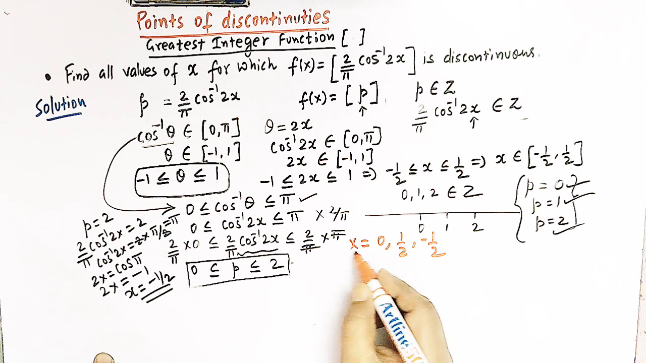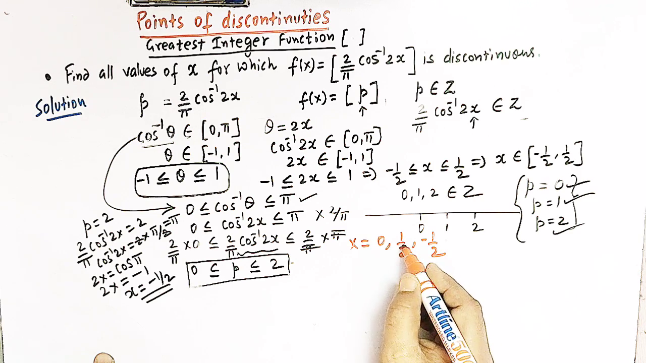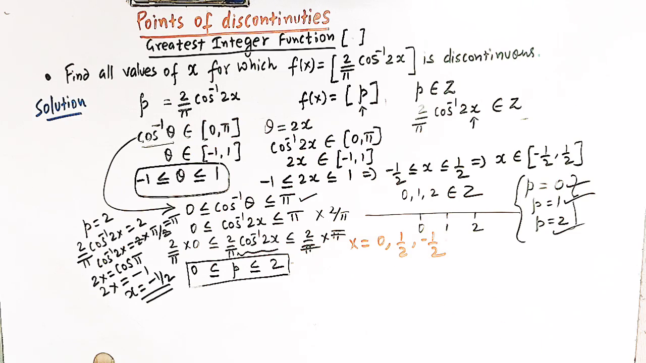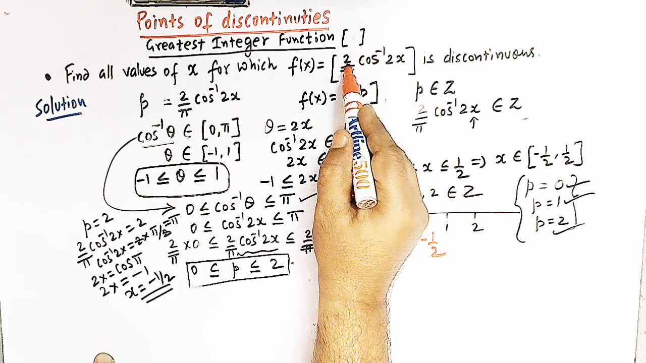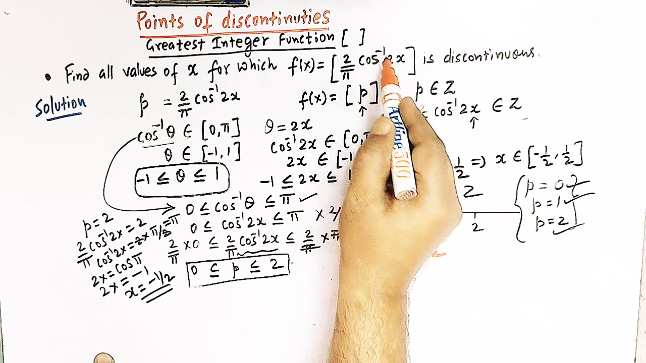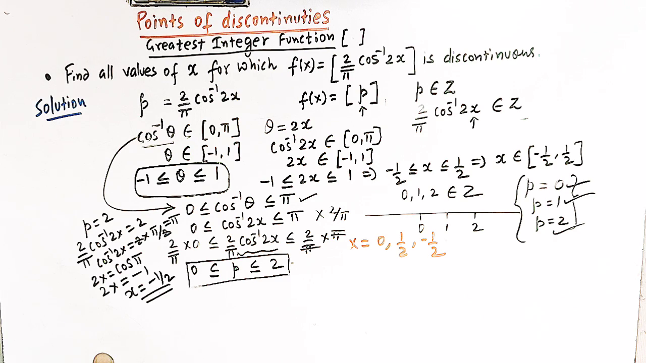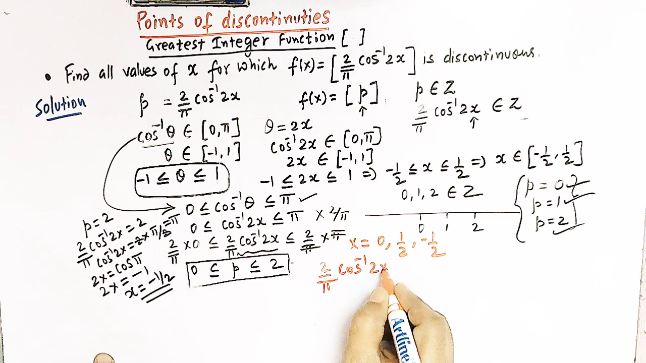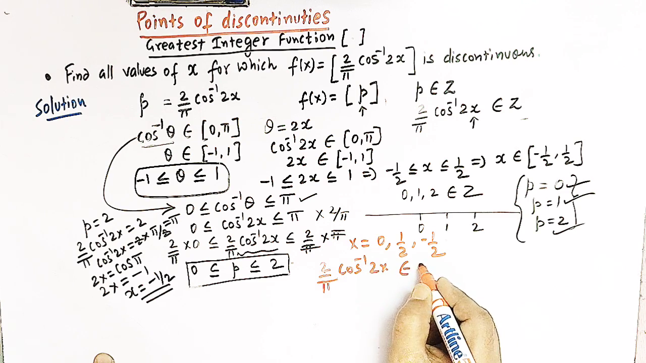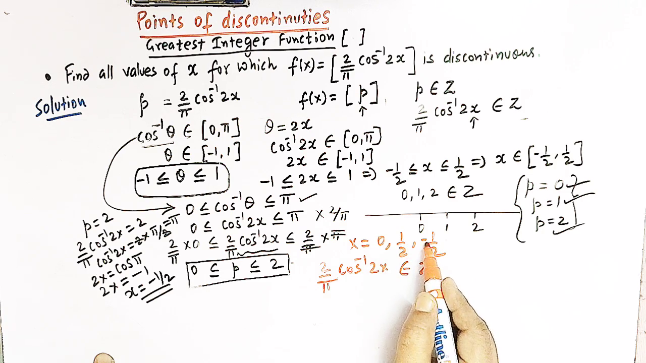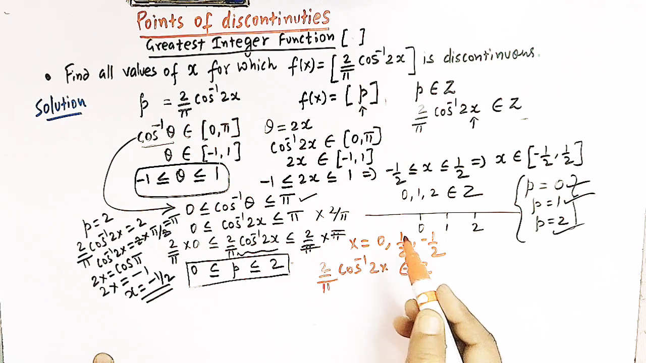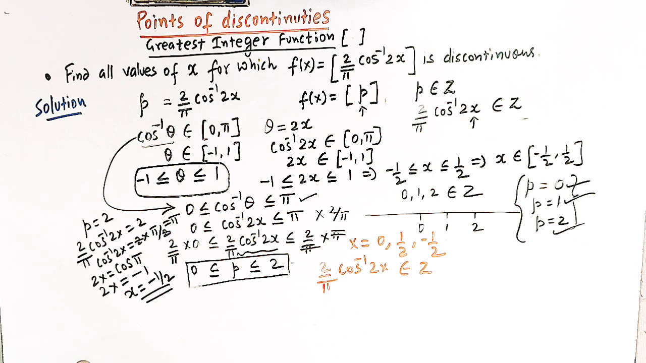So for these values of x, that is x is equal to 0, x is equal to half, and x is equal to minus half, this expression which is inside the greatest integer function symbol, that is 2 over pi cos inverse 2x, is an integer, right? So this expression 2 over pi cos inverse 2x belongs to the set of integers when x takes the value 0, half, and minus half. So this function f of x has 3 points where the function is discontinuous.